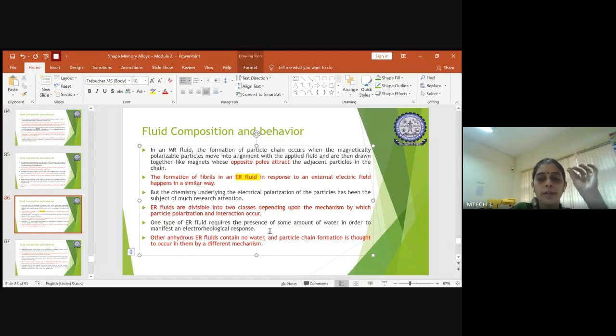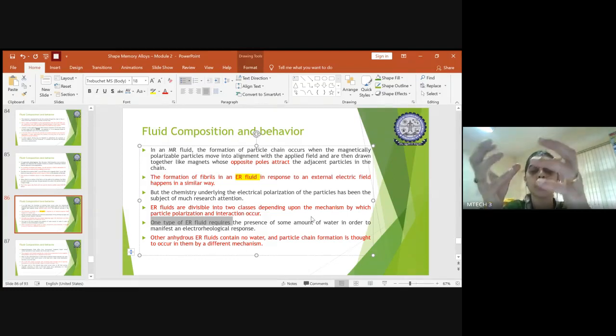I told you, based on the mechanism involved in polarization, ER fluid can be classified into two types. One is the ER fluid in which the presence of some amount of water is needed to manifest the response to the electric field. So to see how it is responding, you need some presence of water. This is one type of ER fluid.